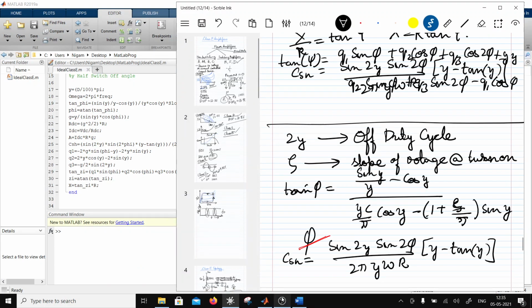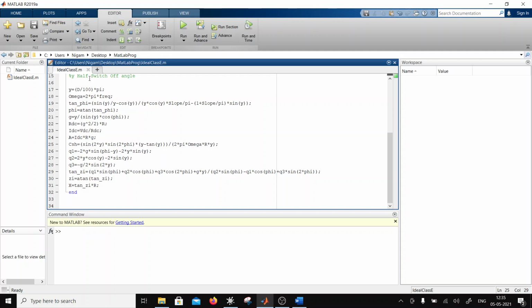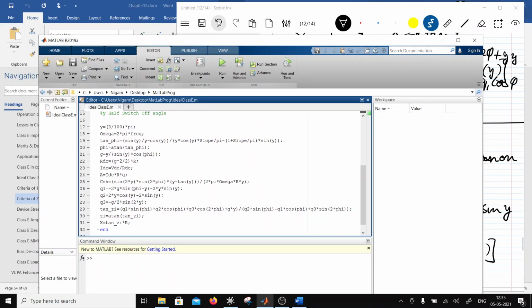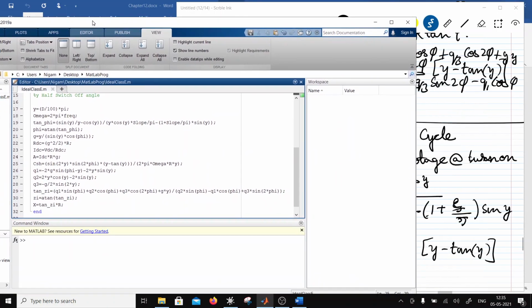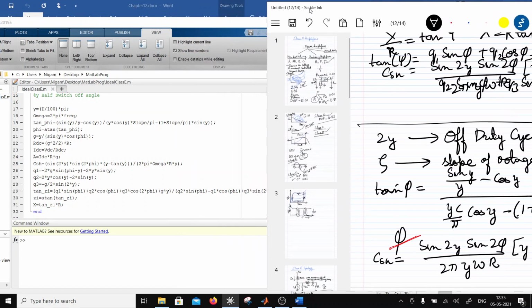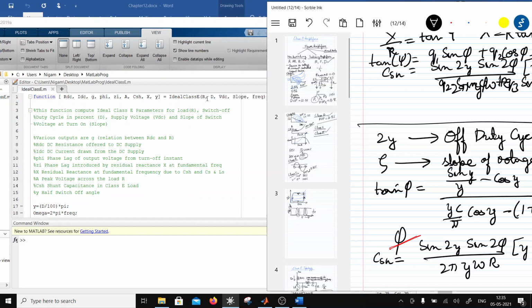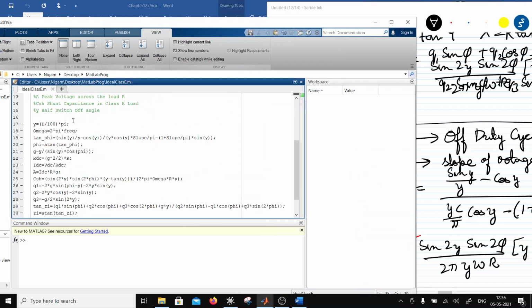Okay, so now I have used these equations. I have written them to design a Class E. Let me explain what this is. We have the off duty cycle as D, specified as a percentage here. Then twice of y will be D by 100 into 2 pi. So y is going to be equal to D by 100 into pi. So that is your duty cycle.